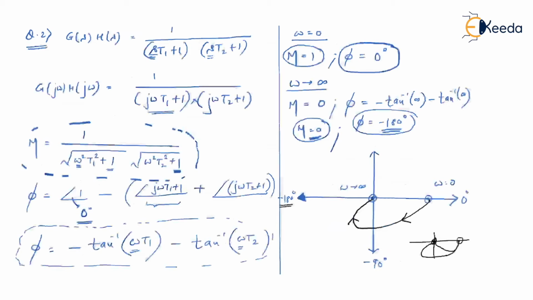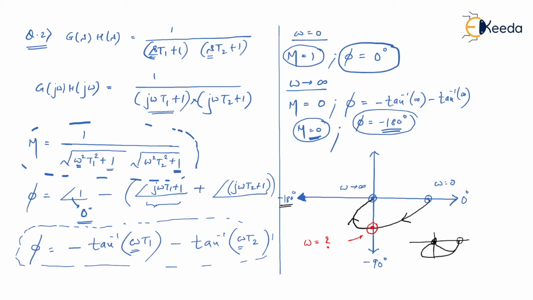In question number 2, as you can see, this polar plot is crossing minus 90 degree. Look at this. If it is crossing the minus 90 degree, let us say I want to identify at which omega value it is crossing minus 90 degree. I hope you got my point. So what I have to identify is, at this point, what is the value of omega?